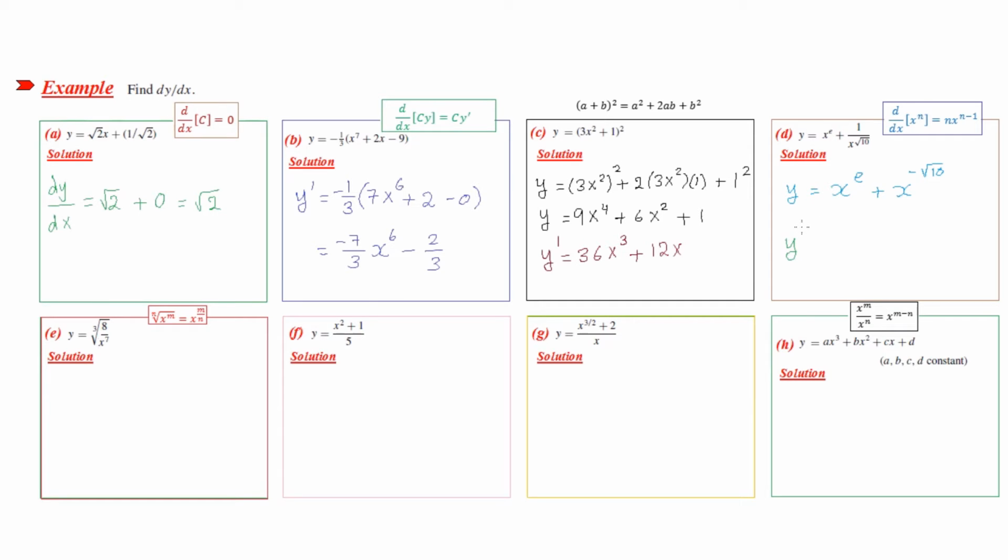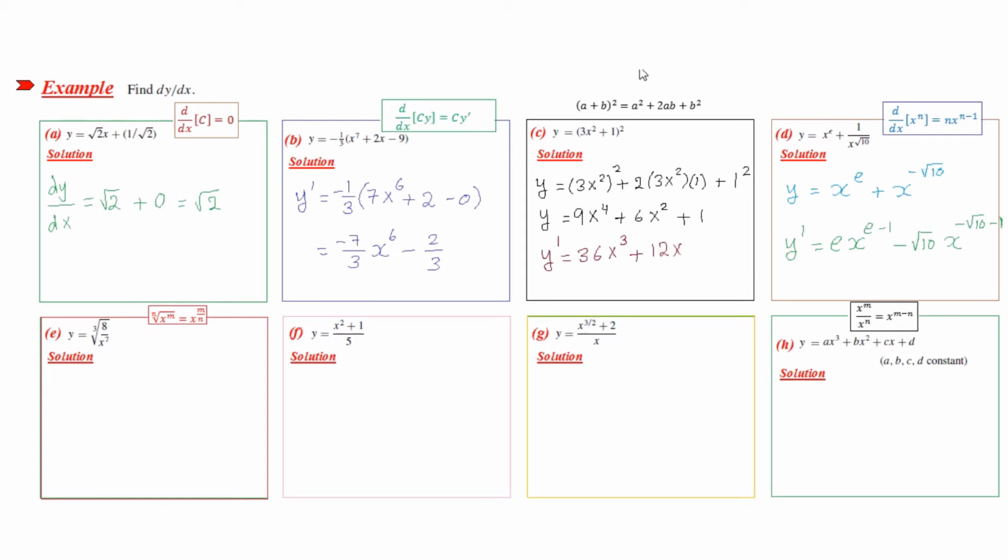So the derivative y prime equals, you have to put the exponent down, e x, and subtract 1 from the exponent. Then also for the second term, you have to put the exponent down, and you will get minus radical 10 x to the power minus radical 10 minus 1. And this is the final answer. We cannot simplify more.